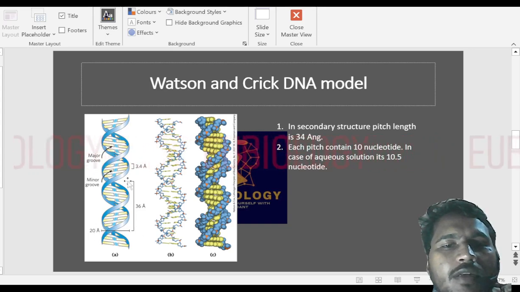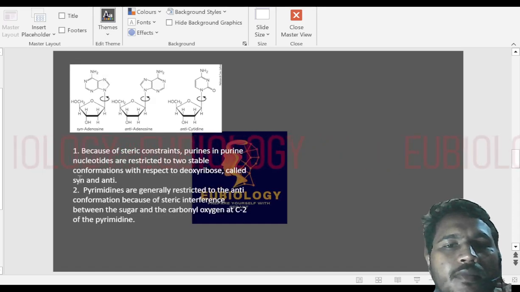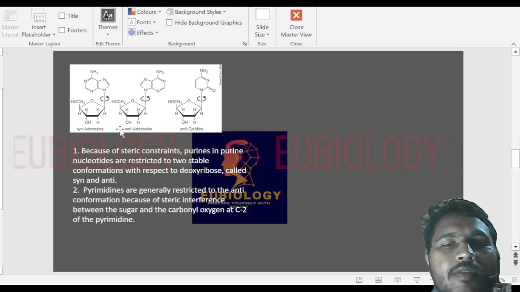The width of the DNA is around 20 angstrom, and there will be a major groove, as you can see here, and a minor groove between the two. The major and minor grooves help in the binding of proteins like hormones or growth factors. You can see this DNA will be either in the syn or anti form.